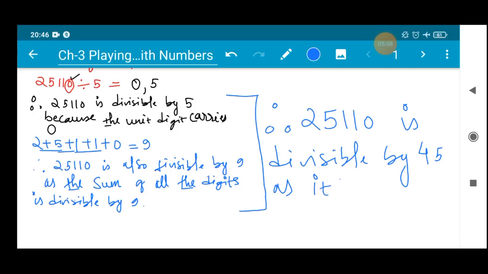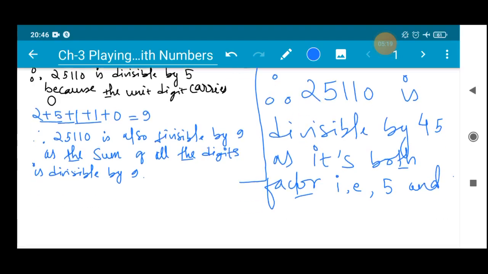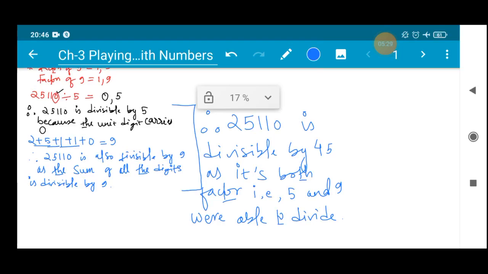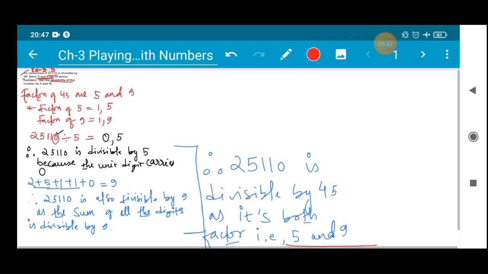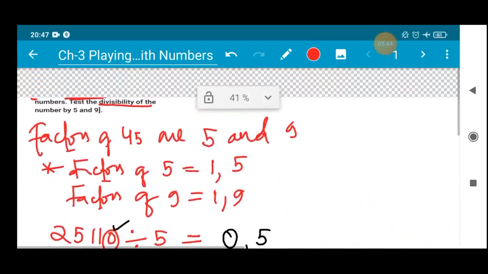both its factors, that is 5 and 9, were able to divide, because you saw that both 5 and 9 were able to divide using the divisibility test, right? So that's why the number is divisible by 5 as well as 9, right? This is the way of finding, because we have not studied the divisibility rule of 45.